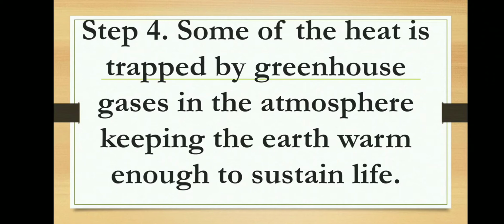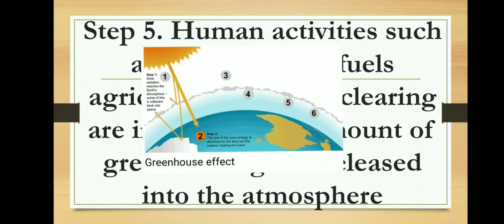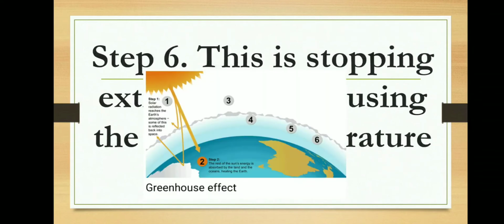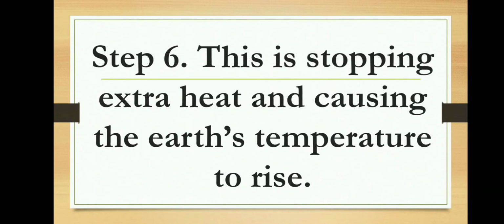sustain life. Step 5. Human activities such as burning fossil fuels, agriculture, and land clearing are increasing the amount of greenhouse gases released into the atmosphere. And step 6. This is stopping extra heat and causing the Earth's temperature to rise. These are the 6 steps which explain greenhouse effect.